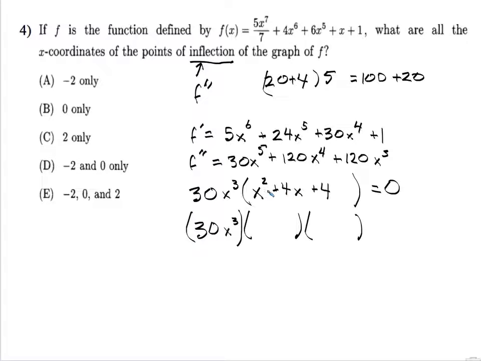What times what gives you x squared plus 4x plus 4? X plus 1? Close. 2. It's x plus 2 times x plus 2. Yeah, there it is, equals 0. I am literally so dumb. I was like, I can't factor x squared plus 4x plus 4. What's going on? I was trying to find the mistake, and you can't factor it.